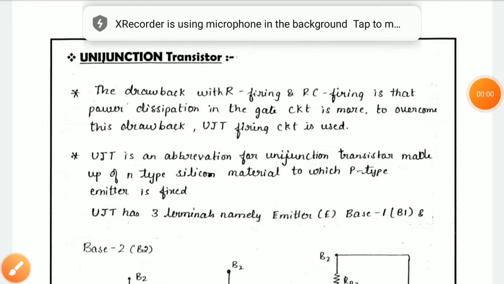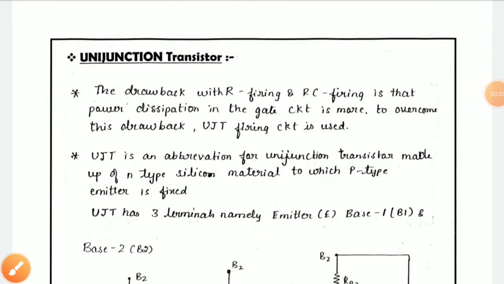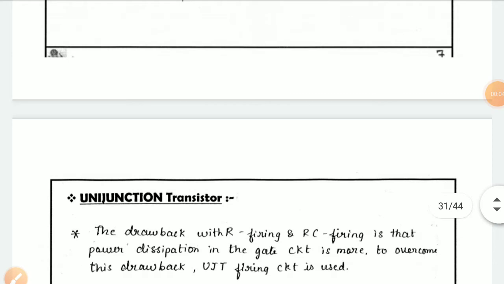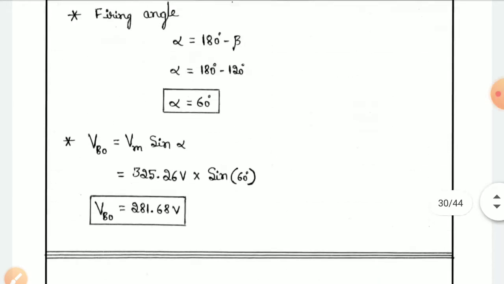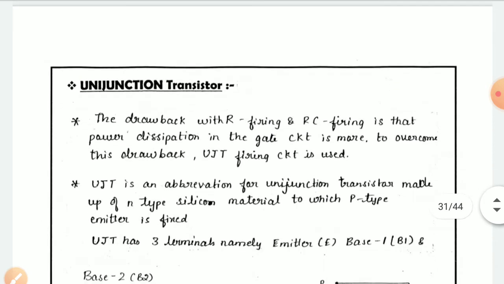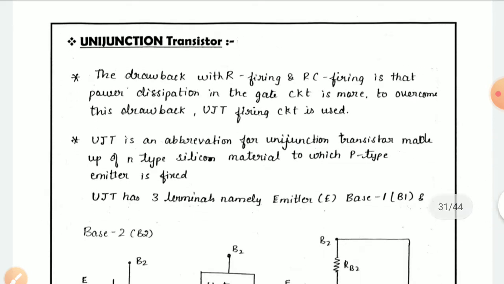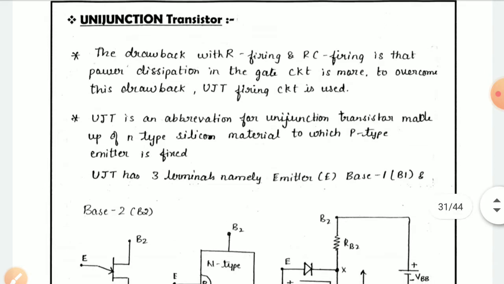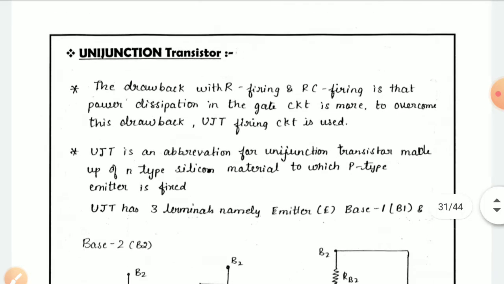Yes, good morning. So in the previous videos, we have discussed the problems on the firing circuits. We have solved some of the problems related to R firing, RC firing, and RC half wave and full wave firing circuits. In this session, we'll discuss another firing circuit, that is the unijunction transistor.